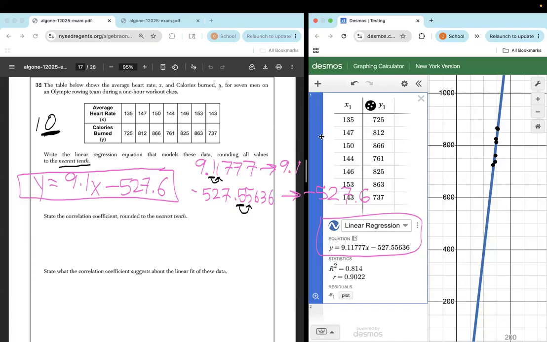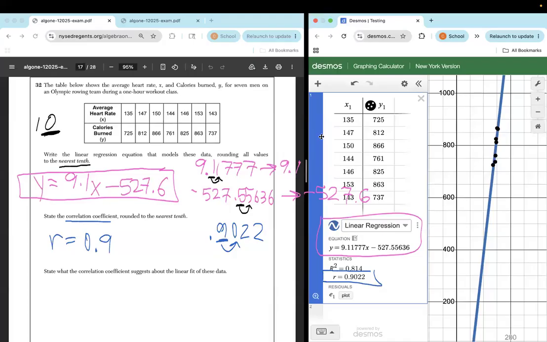State the correlation coefficient rounded to the nearest tenth. Correlation coefficient is the R value. It's right here. I need to round that to the nearest tenth as well. So 0.9022, tenth. Next one over is a 0, so I don't round up, I round down. R equals 0.9.